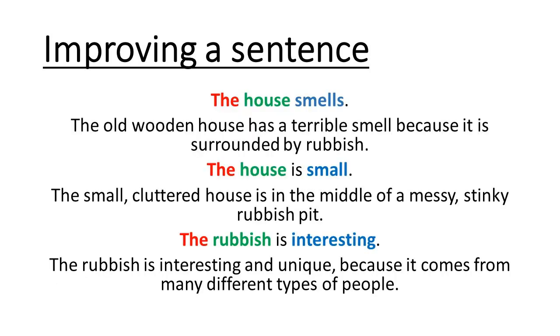Here's how we have improved some of our simple sentences. The house smells can be improved to the old wooden house has a terrible smell because it is surrounded by rubbish. Our next simple sentence was the house is small. This has been improved to the small cluttered house is in the middle of a messy, stinky rubbish pit. And finally, our last simple sentence was the rubbish is interesting. This has been improved to the rubbish is interesting and unique because it comes from many different types of people.